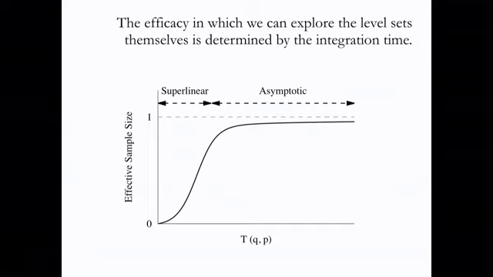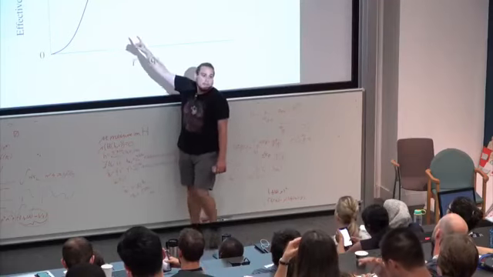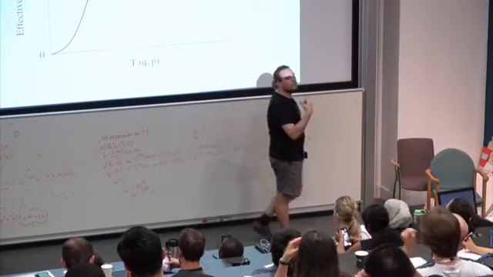And so if we quantify that with an effective sample size or some kind of metric similar to that, you can see that as you integrate along the level set, you get this kind of super linear growth in effective sample size. Everything's fun and exciting and awesome. But at some point, you come back to where you started.